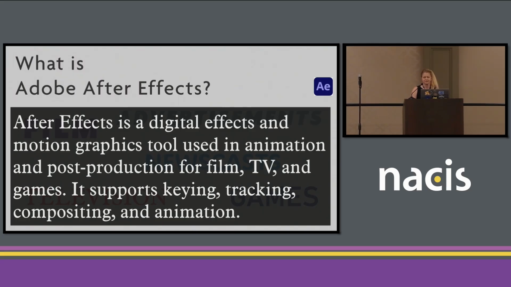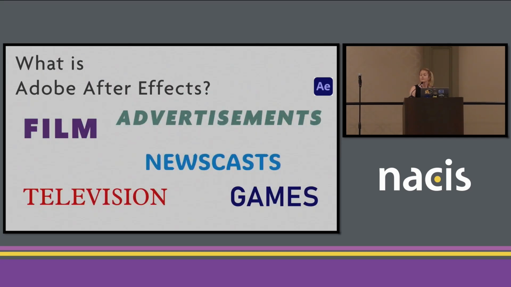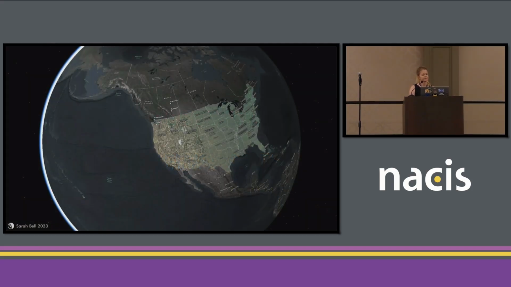Okay, so what is it? After Effects is a digital effects and motion graphics tool used in animation and post-production for film, TV, and games. It supports keying, tracking, compositing, and of course, animation. And you frequently see animations made in After Effects if you consume any of these forms of content.